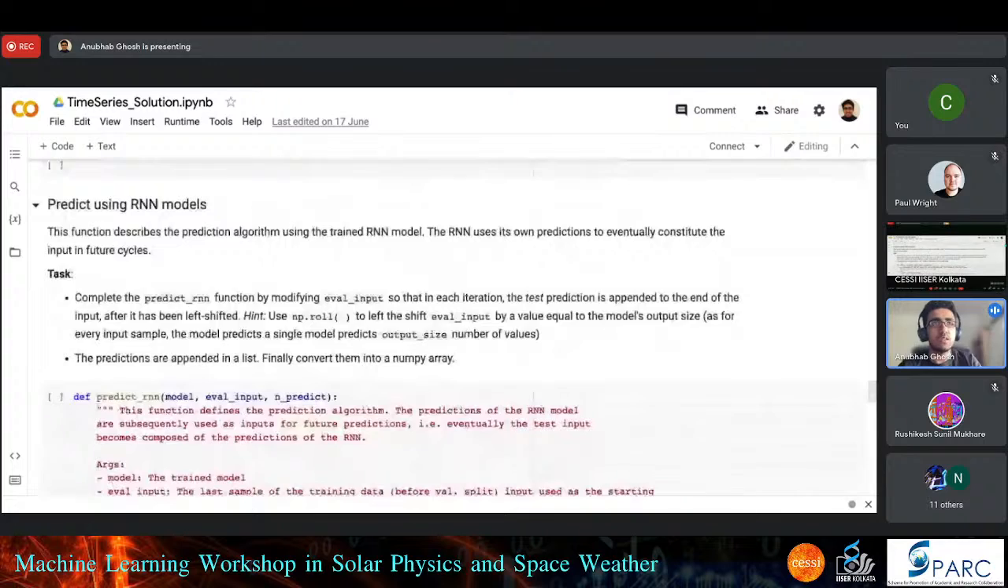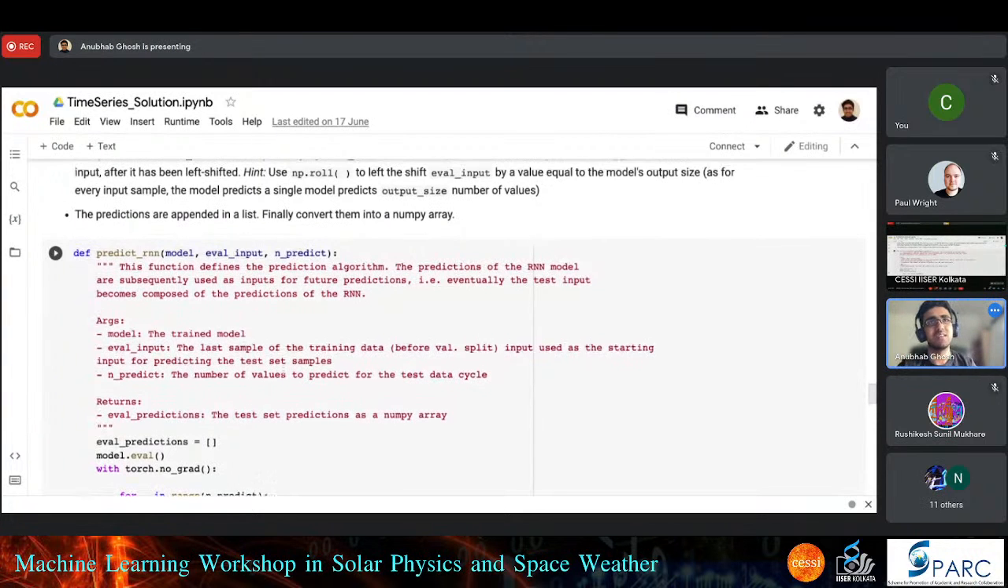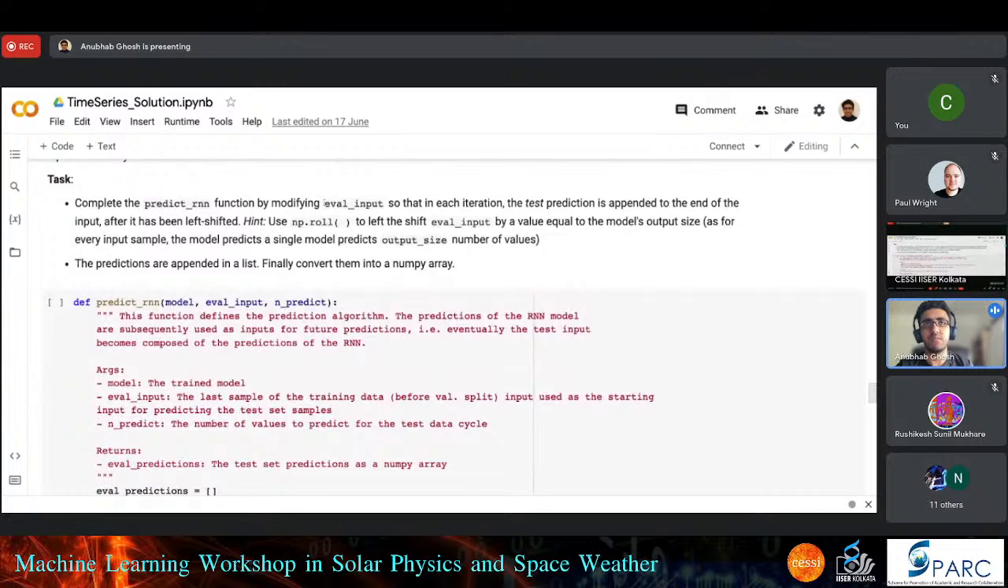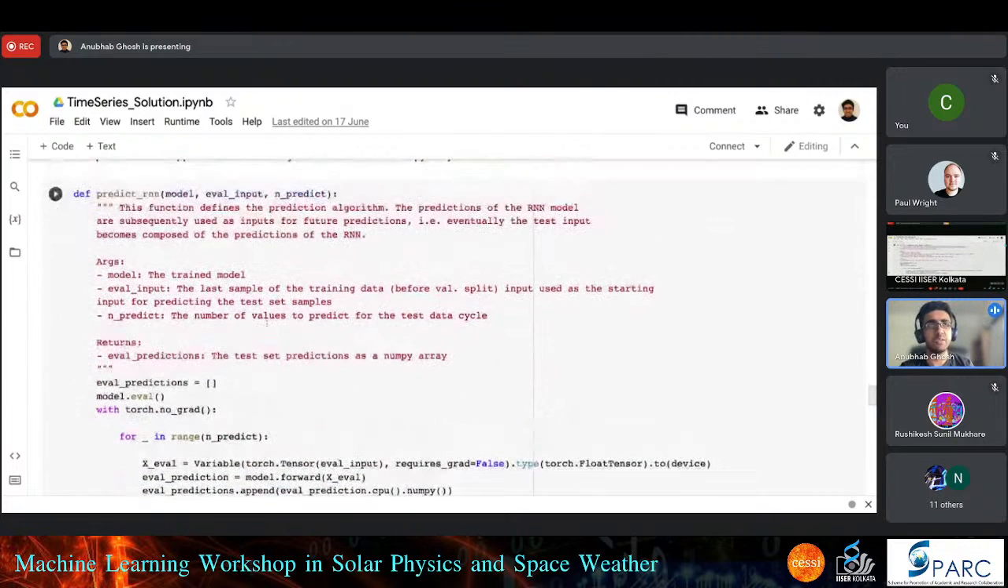So once we have done this prediction, the next function was this predict RNN, and this is exactly the kind of operation I was showing with my hands here. You have an eval input. This eval input will help you to get a prediction. Use the prediction back in your eval input. So you shift your eval input one step towards the right and get your prediction as the latest observation, and then use it to predict the next sample and so on. And then you can continue this recursively to get a full prediction of points. So this is what the predict RNN function does.